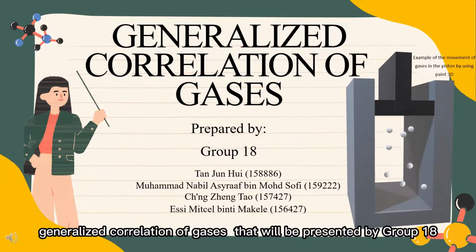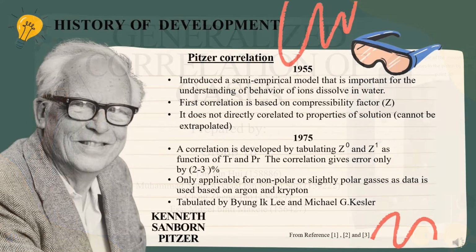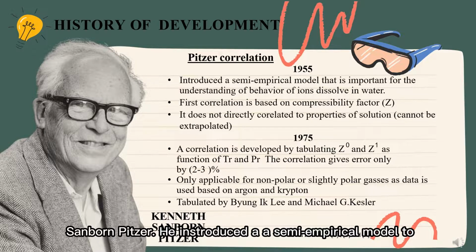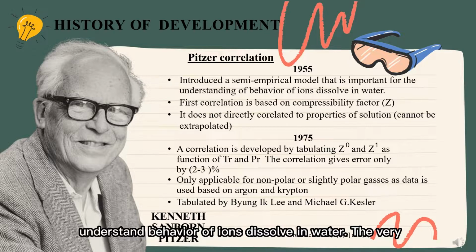Welcome to the topic of generalized correlation of gases that will be presented to you by Group 18. In the history of development, the most important pioneer is Kenneth Sanborn Pitzer. He introduced a semi-empirical model to understand the behavior of ions dissolved in water.